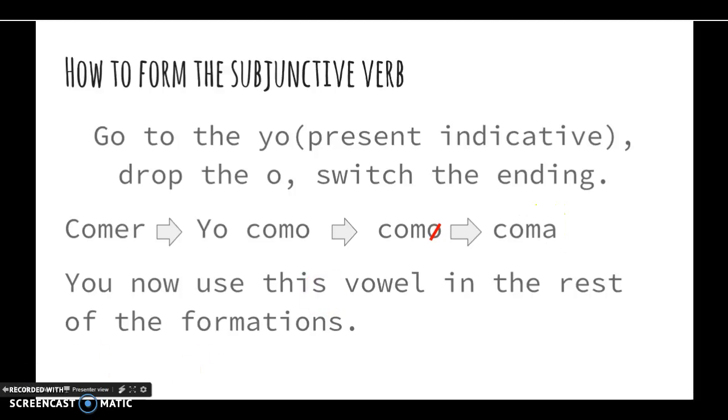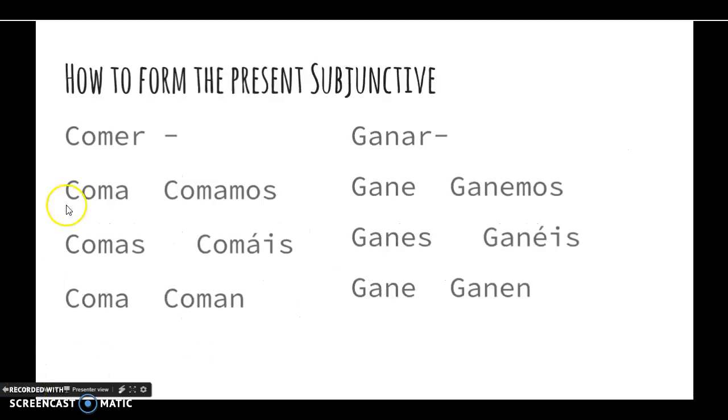So here we'll see the full formation. Comer, a typical ER ending verb: coma, comas, coma, comamos, comáis, coman. And then ganar, the typical AR ending verb: gane, ganes, gane, ganemos, ganéis, ganen.